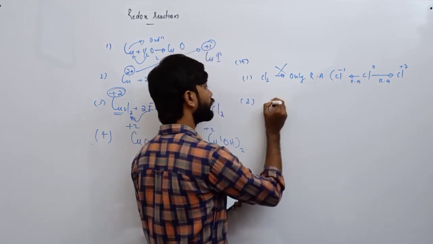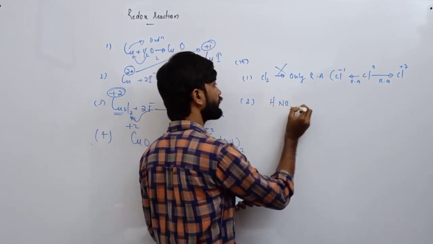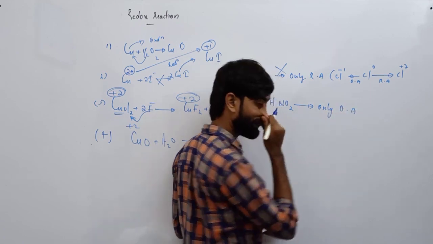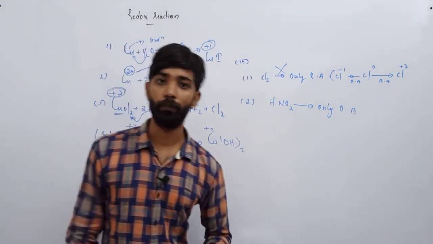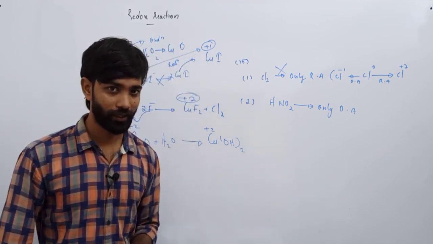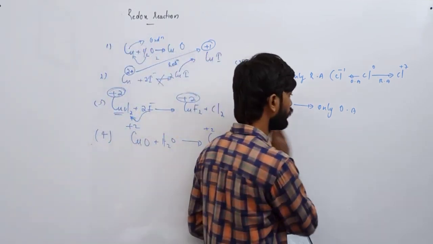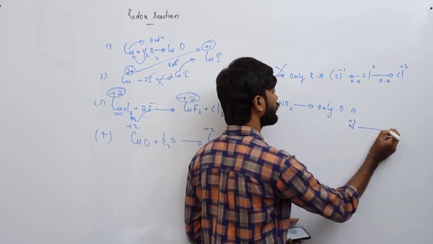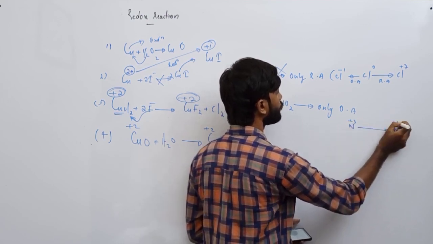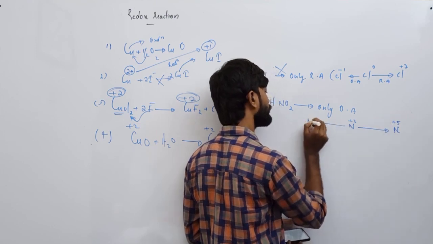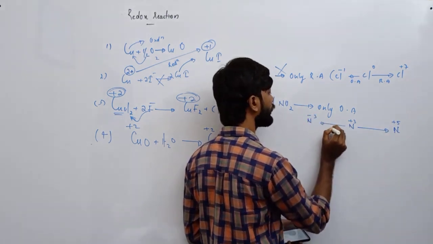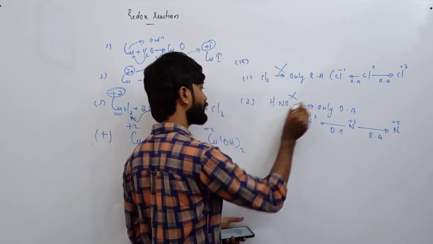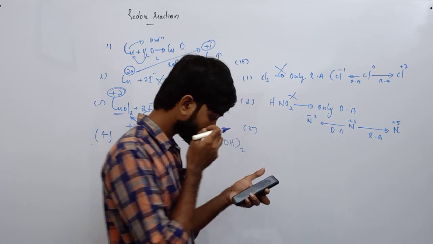The next one: HNO2 only oxidizing agent. No. I have already discussed the topic of predicting oxidizing and reducing behavior in the first part; I think you know that. Here the nitrogen is in the +3 oxidation state, and it can extend up to +5 and down to -3. So it can act as an oxidizing agent as well as a reducing agent. This statement is also not a correct match.